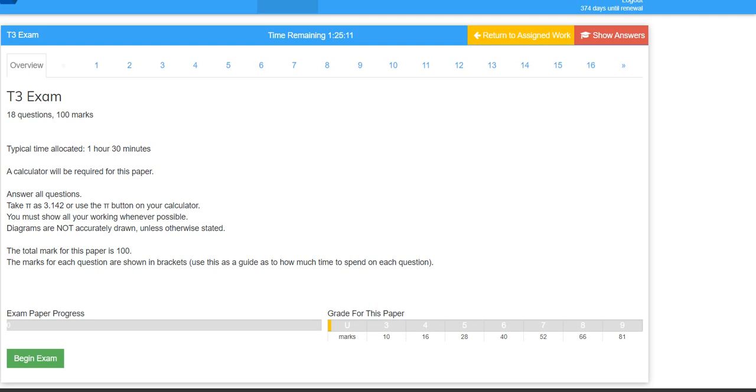And my recommendation with questions like this is to start very quickly, spend 5 minutes, run through the paper. Which questions am I confident I can do, and do those first. And you may find some questions halfway through or even at the end you are able to do. Don't just start at question 1 and then do 2, 3, 4, get stuck at 4 and you haven't got time for the rest of the exam.